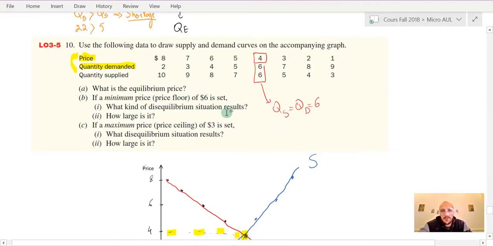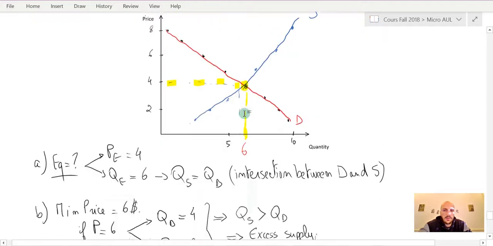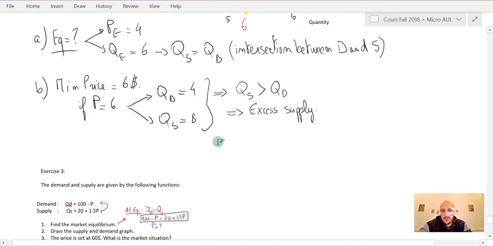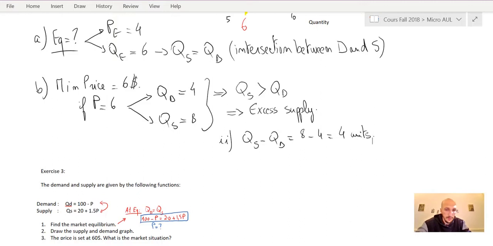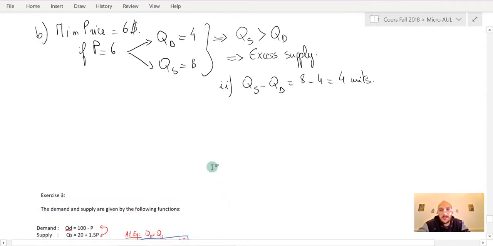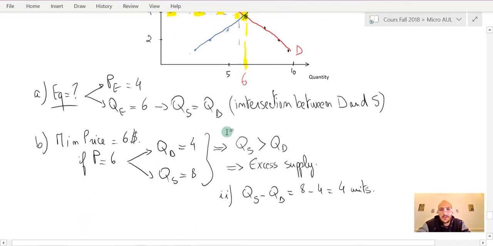So if we have a minimum price level set at 6, what kind of equilibrium situation do we have? We have excess supply, and how large is it? How large, here in question 2, how large. We will do the following: QS minus QD to find out the difference between the two. 8 minus 4 equals 4, and since it is in quantity, normally 4 units. Great, we have answered question B, but we can also show it on the graph.